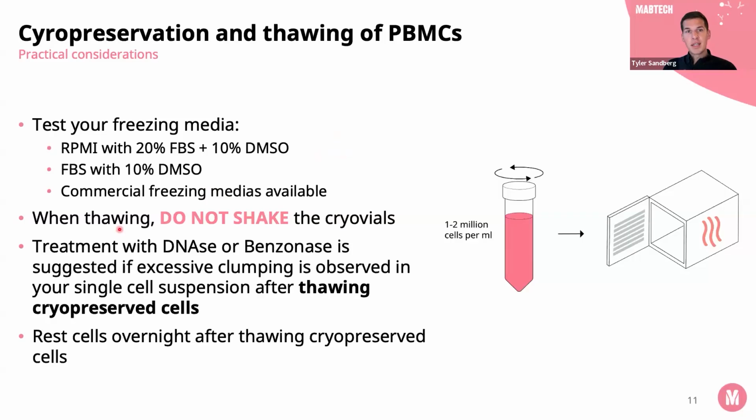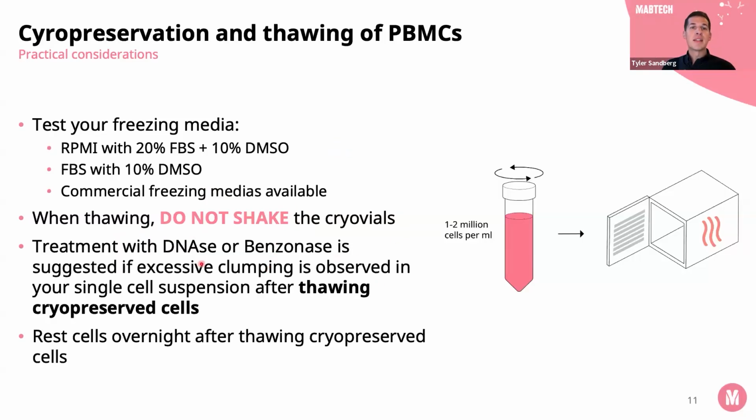When it comes time to thawing, a big thing is to not shake your cryovials. And I was very guilty of this during my PhD because no one told me this. So when you're thawing your cells in the vial, you actually have all these small ice crystals. And if you're shaking it around, you actually risk puncturing the cells and leading to worse recovery. And this can lead to more DNA being released into the samples and creating all of these clumps. So try not to shake.